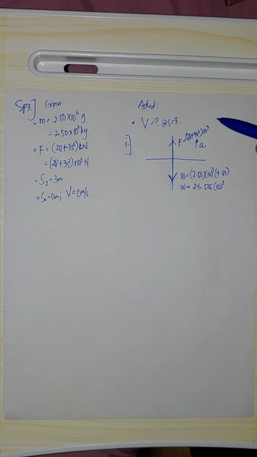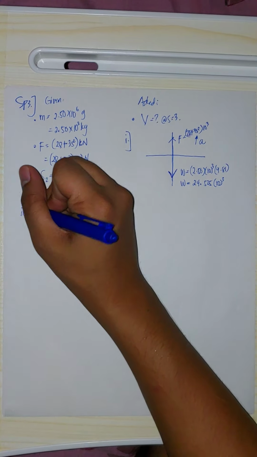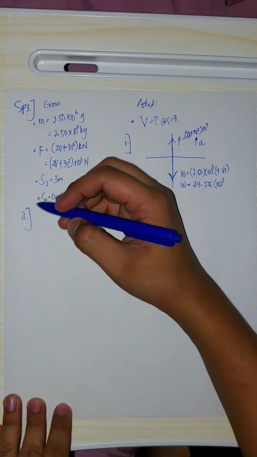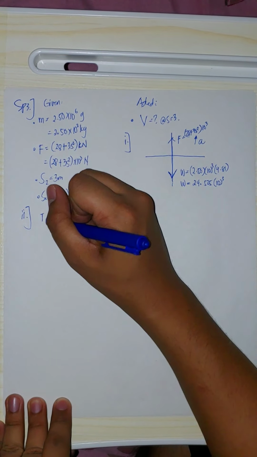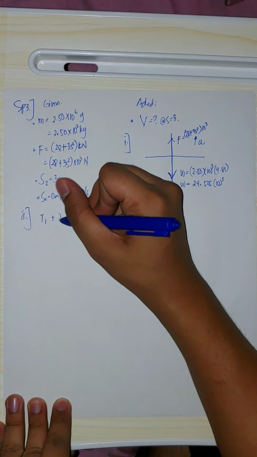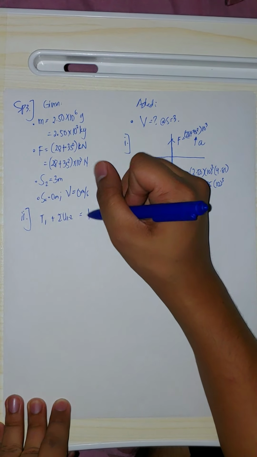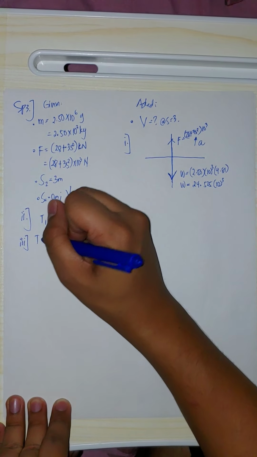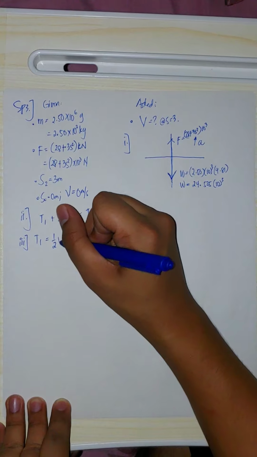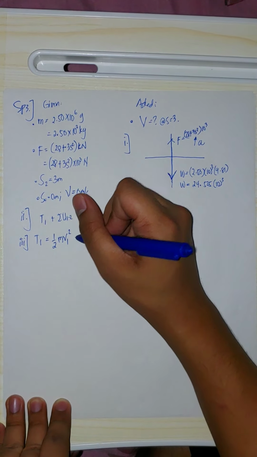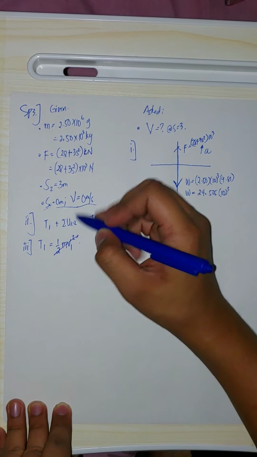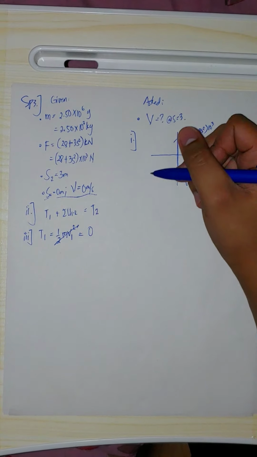Okay, so we have Newton's second law applied here. But the next thing to do is to go directly to the work-energy principle. We write the work-energy principle: the initial kinetic energy plus the sum of the total work done is equal to the final kinetic energy. What is our initial kinetic energy? Initial kinetic energy is equal to 1/2 m times the initial velocity squared. Since the given initial velocity is equal to 0, our initial kinetic energy is just equal to 0.